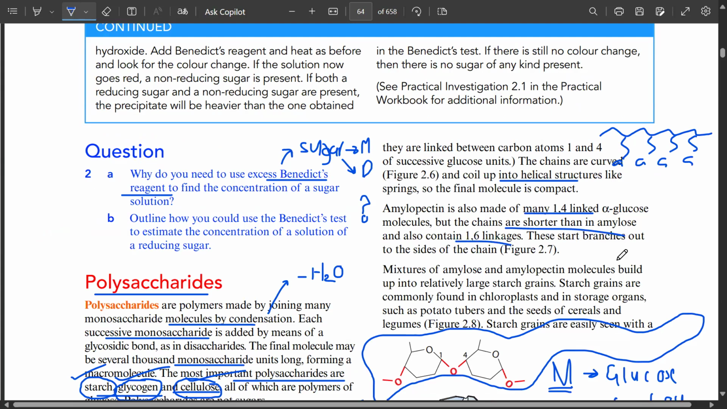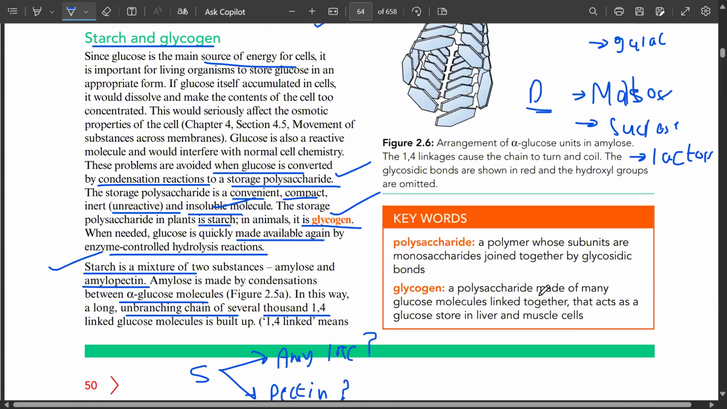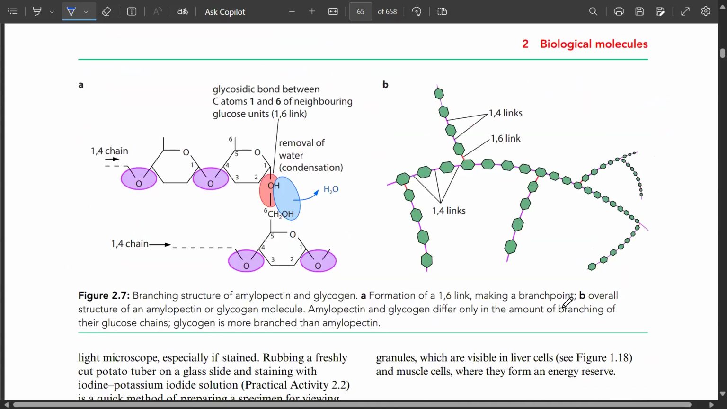These start branches out to the sides of the chain, and the mixtures of amylose and amylopectin molecules build up into relatively large starch grains. Starch grains are commonly found in chloroplasts and in storage organs such as potato tubers and the seeds of cereals and legumes, and they can be easily seen as well. A polysaccharide is a polymer whose subunits are monosaccharides joined together by glycosidic bonds, and glycogen is a polysaccharide made up of many glucose molecules, and it is also a storage molecule.